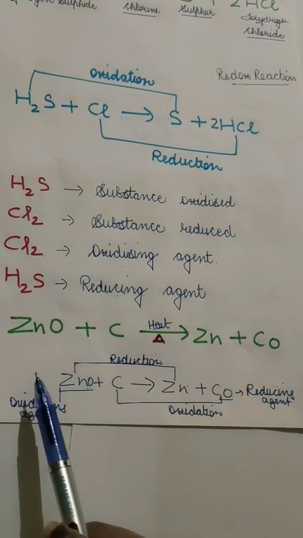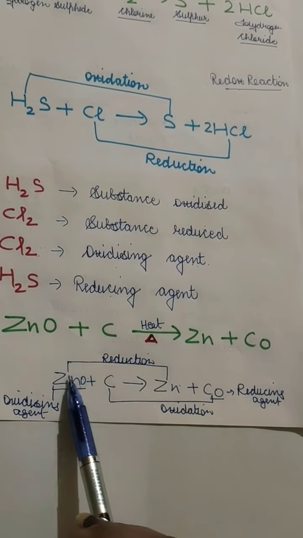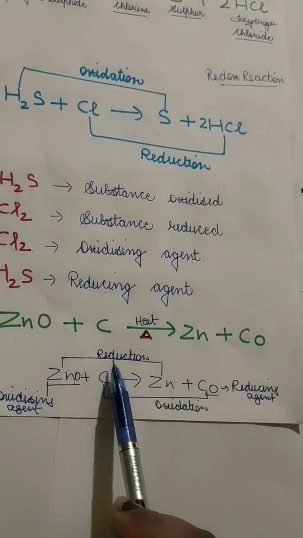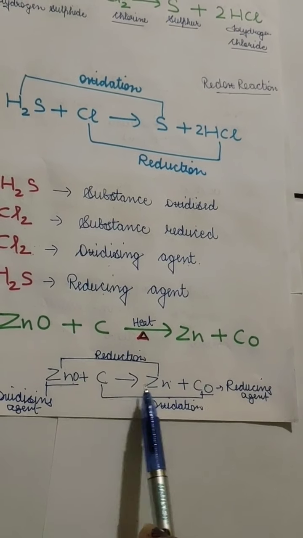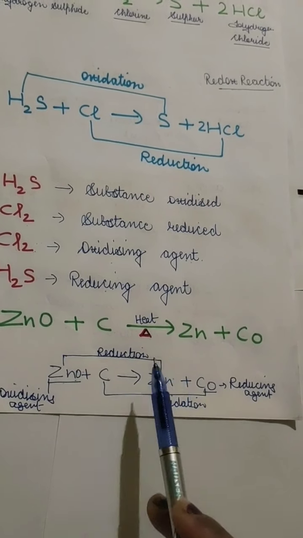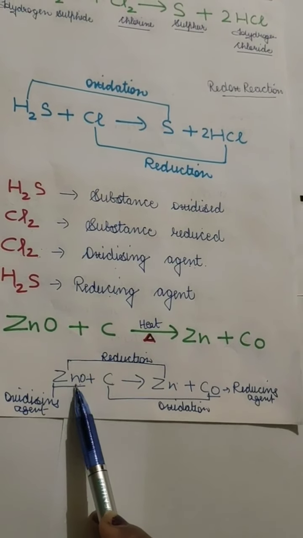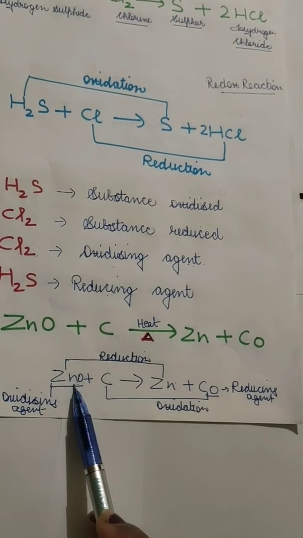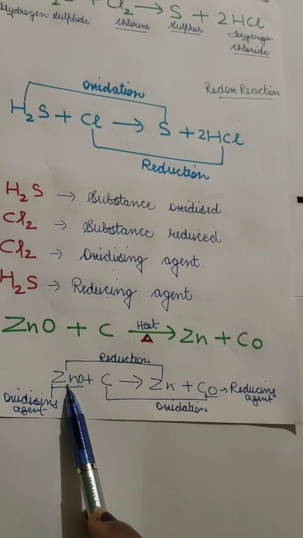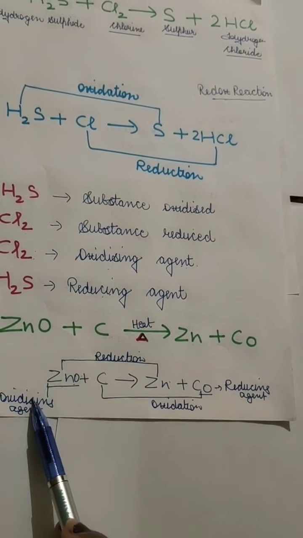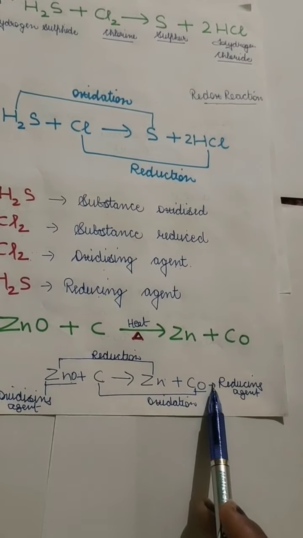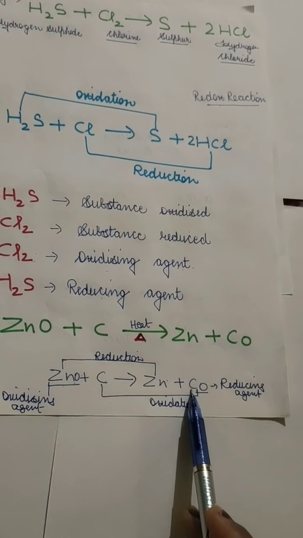What happens is that in ZnO, the oxygen is removed. Since the oxygen is removed, and the removal of oxygen is called reduction, and here the oxygen is added to this C, so here it is oxidation. So reduction is going on, oxidation is going on, that means it is a redox reaction. And ZnO, because it is reducing itself, will be called the oxidizing agent. So the agent which reduces itself is called the oxidizing agent, and the compound which oxidizes itself is called the reducing agent. So C is a reducing agent here.